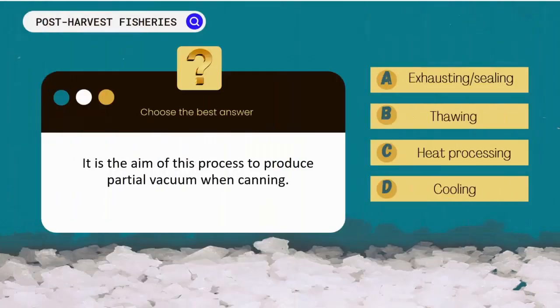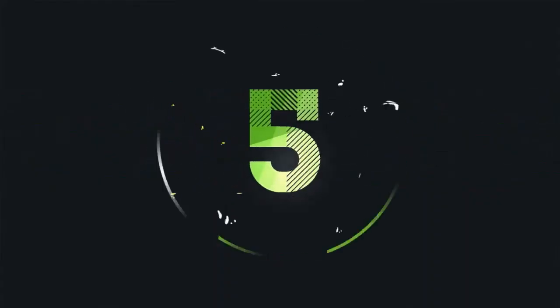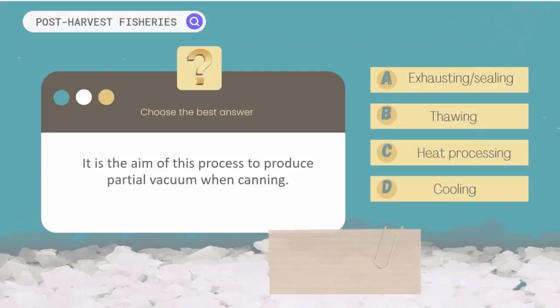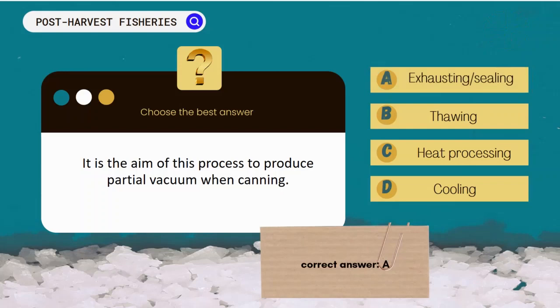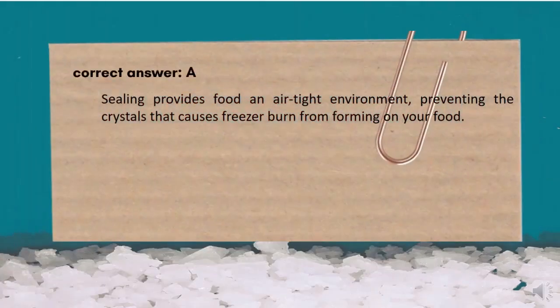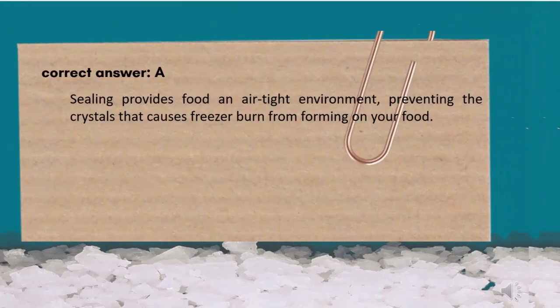It is the aim of this process to produce a partial vacuum when canning. A. Exhausting, sealing. B. Thawing. C. Heat processing. D. Cooling. The correct answer is A. Sealing provides food an airtight environment, preventing the crystals that cause freezer burn from forming on the food.